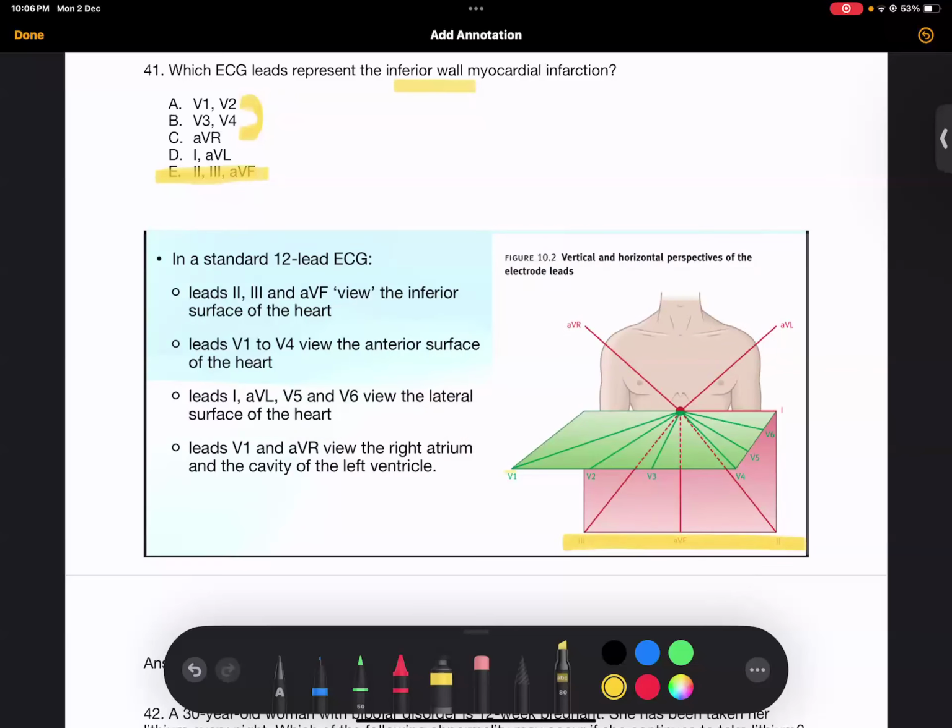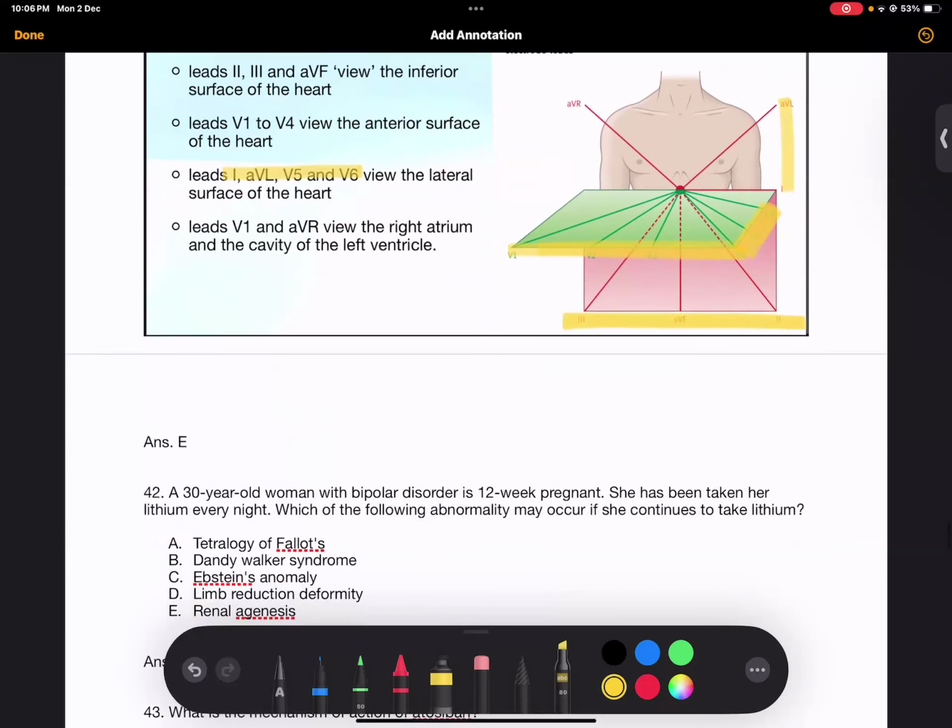V1 to V4 is your anterior wall. And then this is your lateral wall: V5 and V6, and also lead 1 and aVL. So 1, aVL, V5 and V6 are your lateral surface. Either they can ask you about lateral wall MI, anterior wall MI, or inferior wall MI. So these three you have to remember.